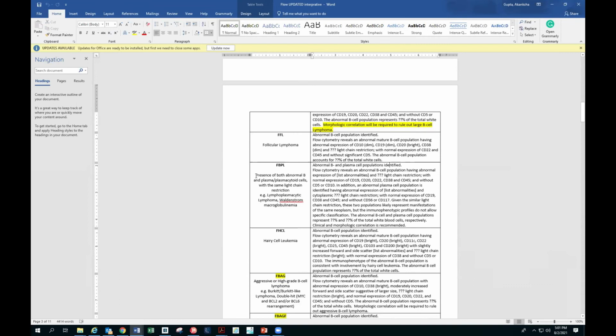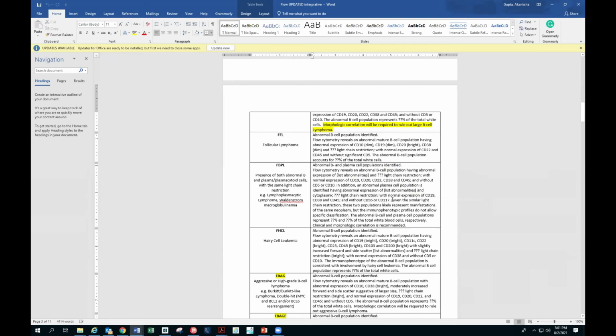Then LPL, Waldenstrom's. So these, they would say abnormal B cell and plasma cell populations identified, and then they would mention the B cell and the plasma cell separately. So abnormal B cell with abnormal list of expression, and then normal list of expression without CD5 or CD10. So we know that LPL and marginal, they don't have CD5 and CD10. And then in addition, abnormal plasma cell is identified. So the plasma cell they would list again, and then they would mention whatever the abnormalities and normalities are in those plasma cells.